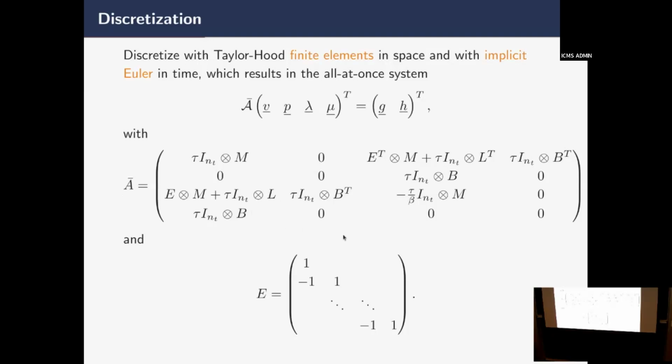And E just arises from the time stepping and has this lower triangular structure, which, like in any case for diagonalization-based approaches, leverages this specific structure. It's almost circulant, but we're going to get to that later. The only thing we have to keep in mind is that we have loads of sparse matrices and overall this nice Kronecker product structure which we can leverage.